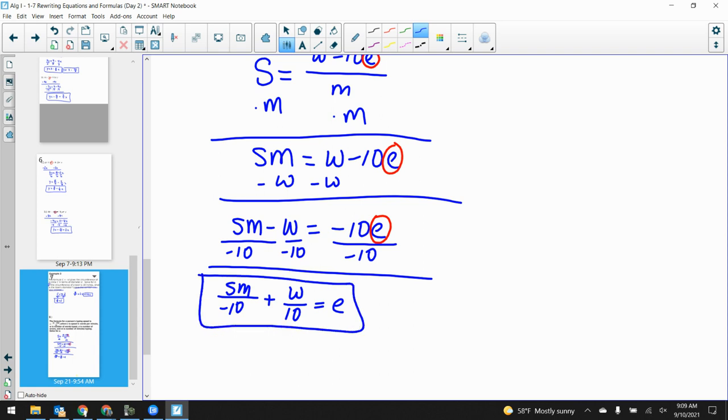Watch out there. Catch that. We made that negative divided by negative into a positive right in front of the W.